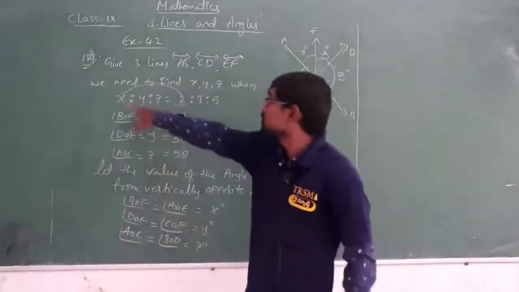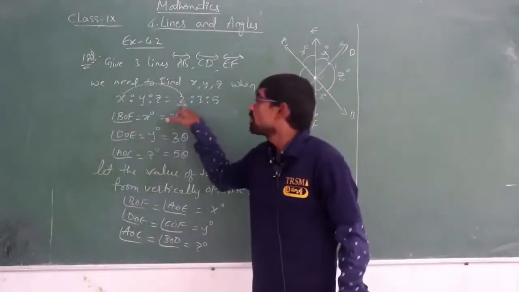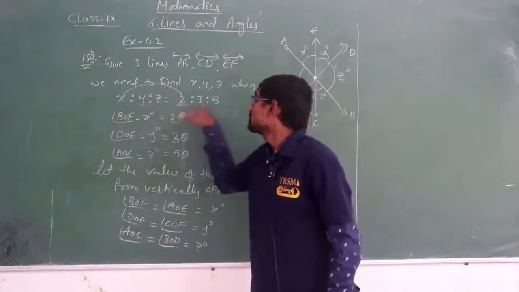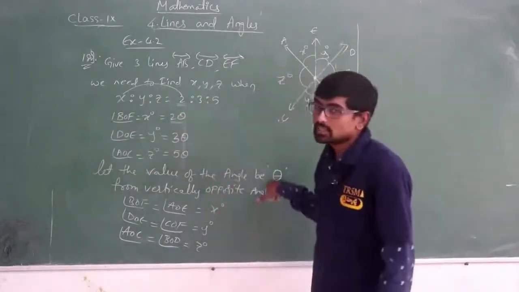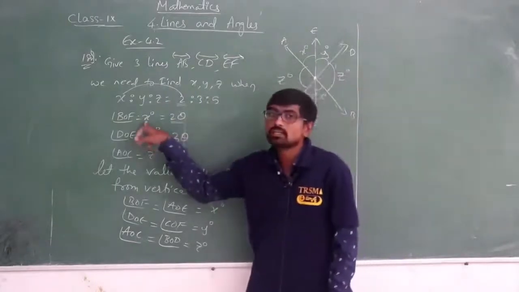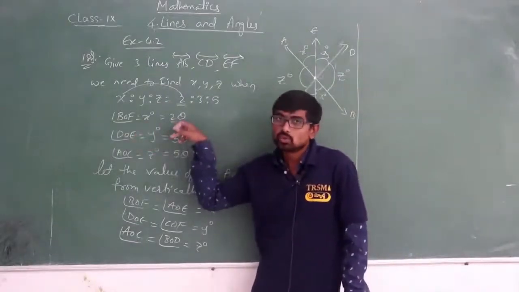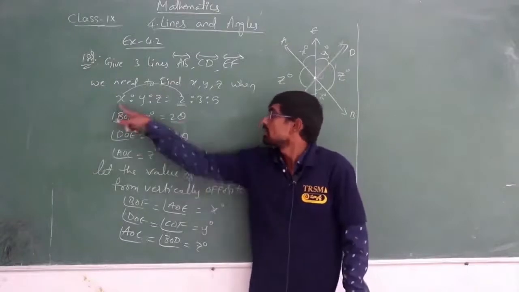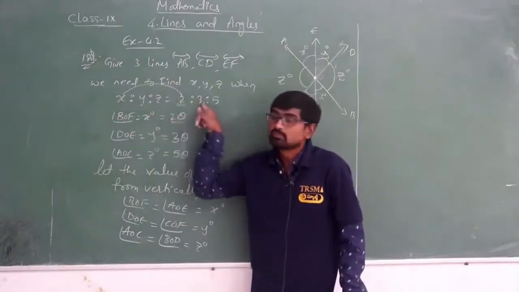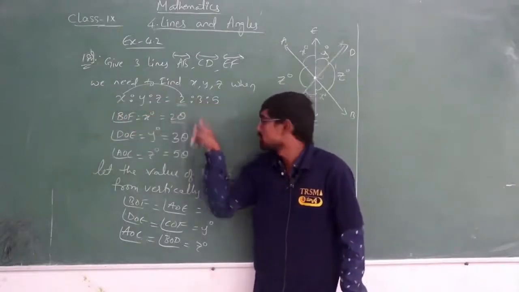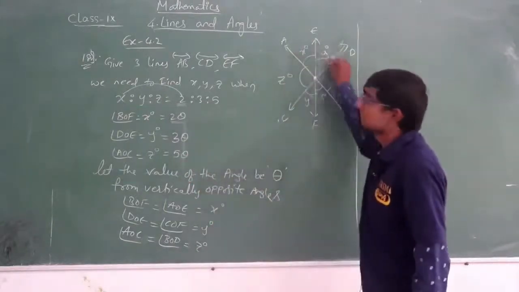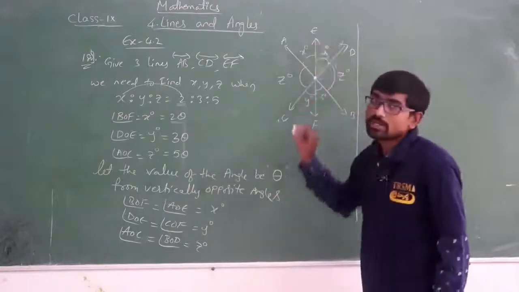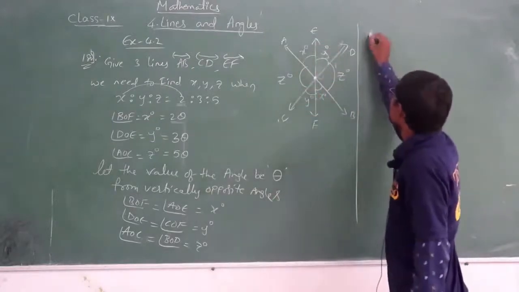He had given the ratio: x is 2 parts, y is 3 parts, and z is 5 parts. What about the whole value? The whole value we have taken as theta. So x can be written as 2 theta, y as 3 theta as he had given, and as z is the fifth part, it is 5 theta. From the complete angle, how much will we get? On adding all the angles, we will get 360 degrees.